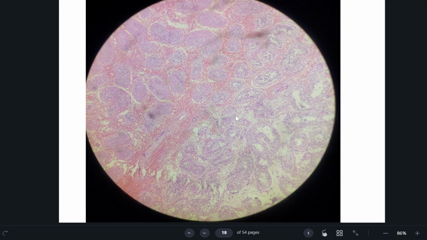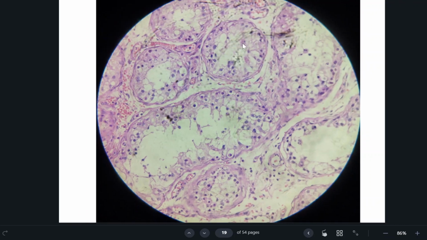Here on this side we can appreciate the normal tubules, and here there are necrotic seminiferous tubules. So there is a lot of hemorrhage in between the tubules, and the tubules are more eosinophilic, and the structural outline is preserved. So there is coagulative necrosis of the seminiferous tubules on this side and relatively normal tubules on this side. Now let us focus on the normal area.